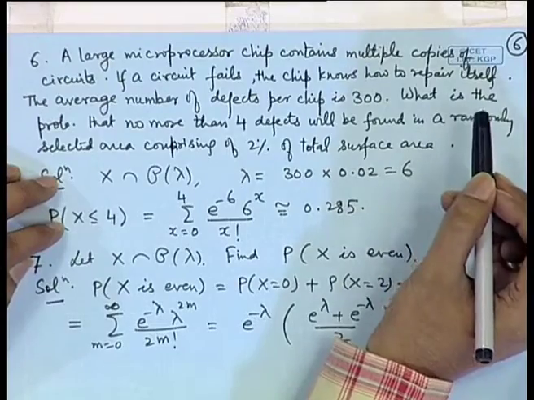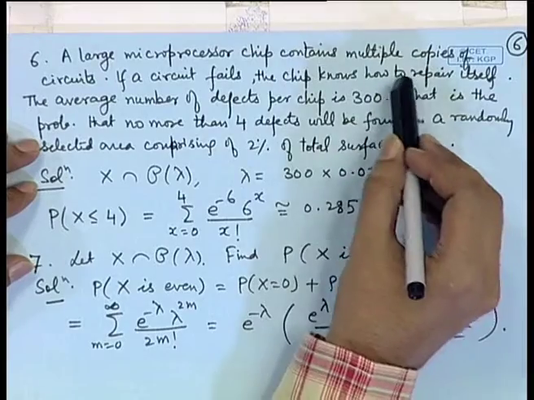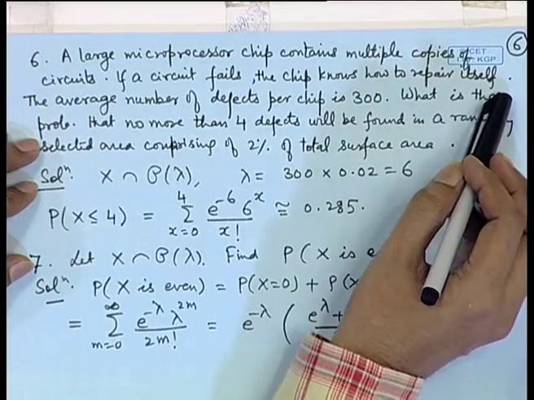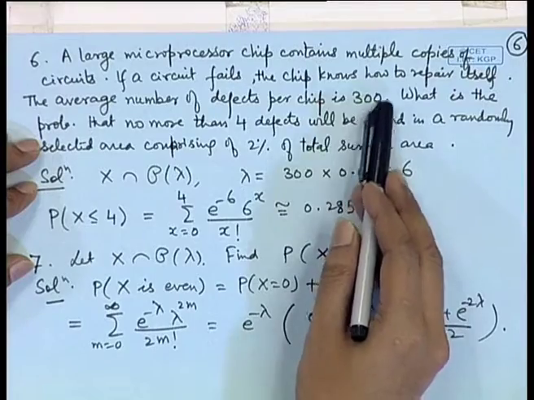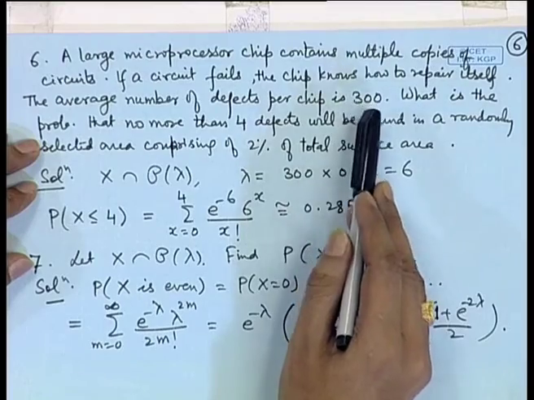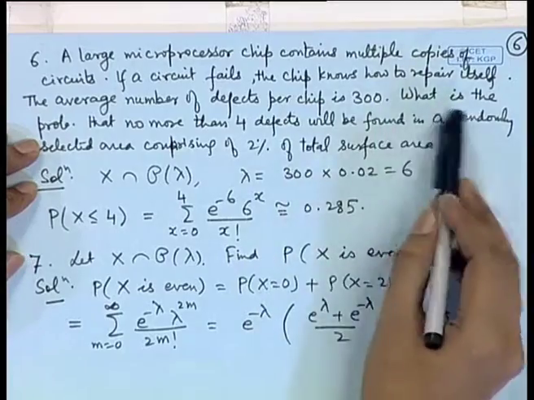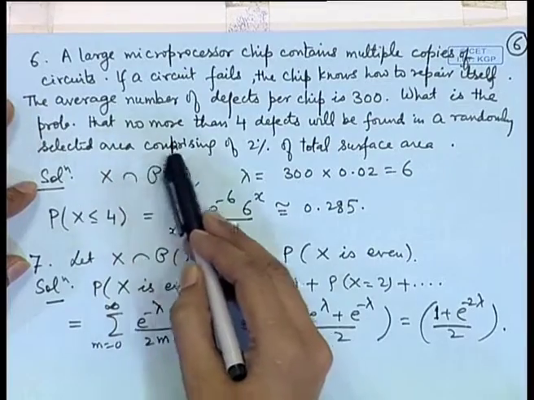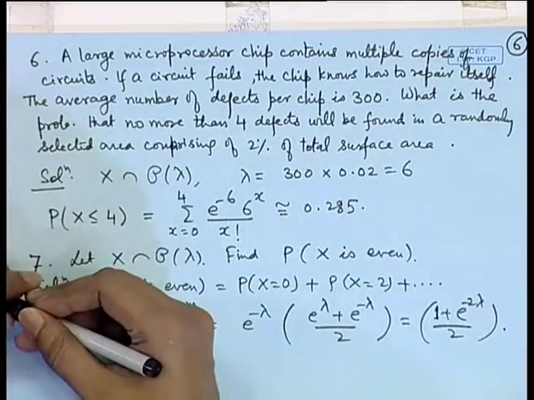Let us look at an application of Poisson distribution. A large microprocessor chip contains multiple copies of circuits. If a circuit fails, the chip knows how to repair itself. The average number of defects per chip is 300. So, this is the condition, that is the rate, that one chip has nearly 300 defects. What is the probability that no more than 4 defects will be found in a randomly selected area comprising 2% of the total surface area of the chip?